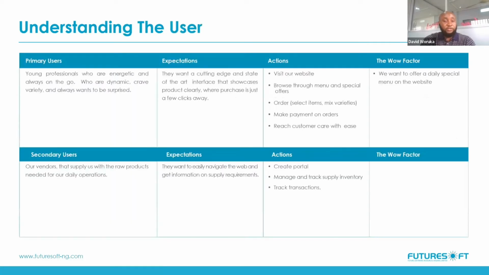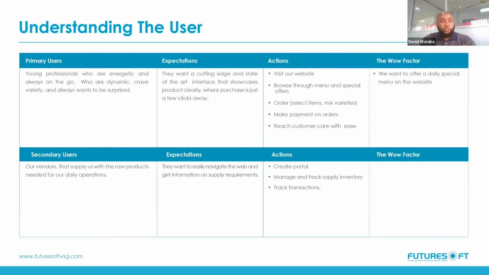So I started with understanding the user. A typical way to map how you understand the user is through expectations, actions, and the wow factor. So using the coffee company we've talked about, this is a new entrant into the market. They want to develop a website that helps give their customers an out-of-the-world experience. So what does that mean? This is where the research starts.